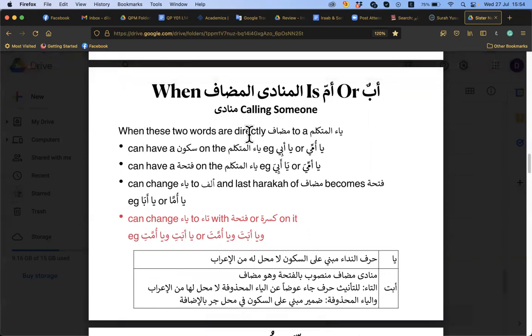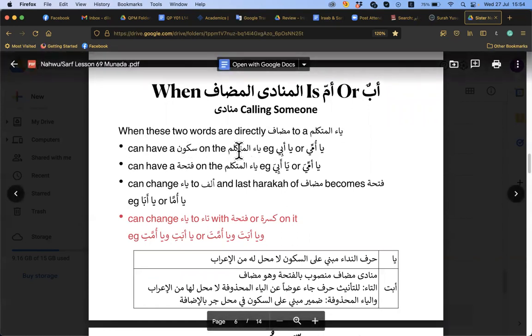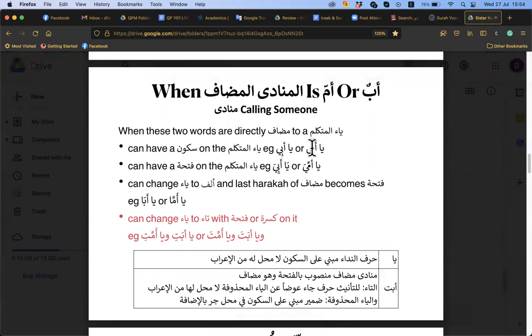When these two words are directly mudhaf to a ya mutakallim, they can have a sukun on the ya mutakallim as usual. We know ummi, abi. So ya ummi, ya abi. This is normal ya mutakallim. Or it can have a fathah on the ya mutakallim. This is also quite normal. We did see this in a lot of ya mutakallims also. So ya ummiya, ya abiyya.